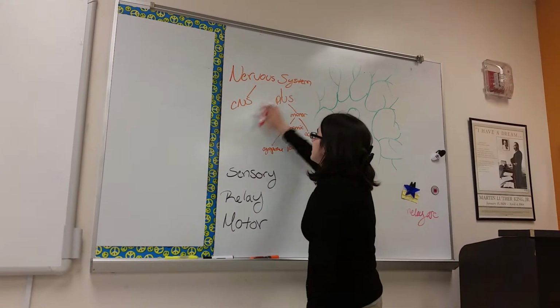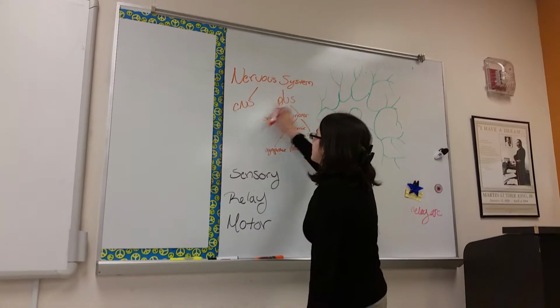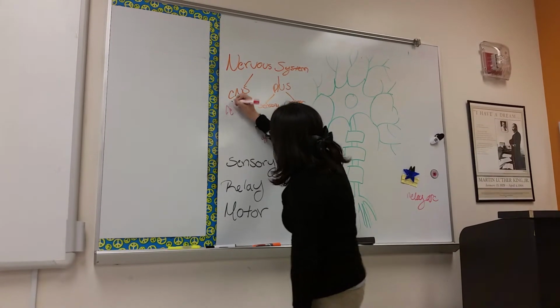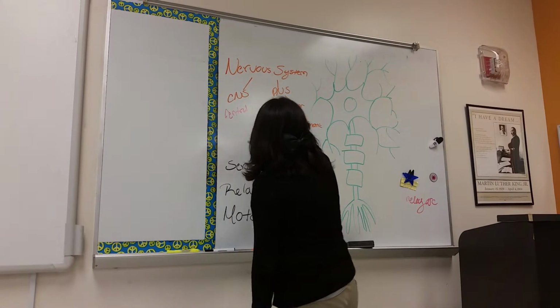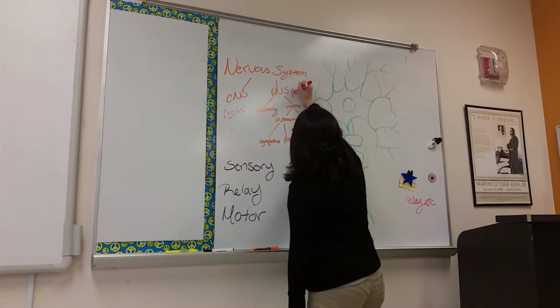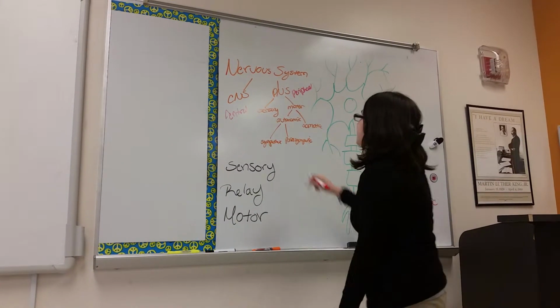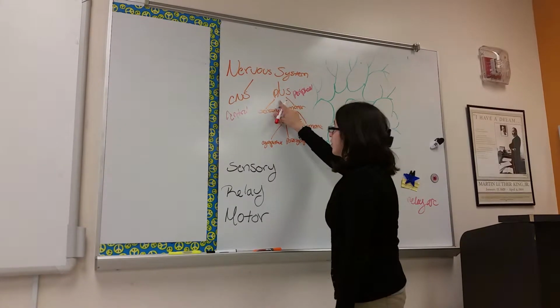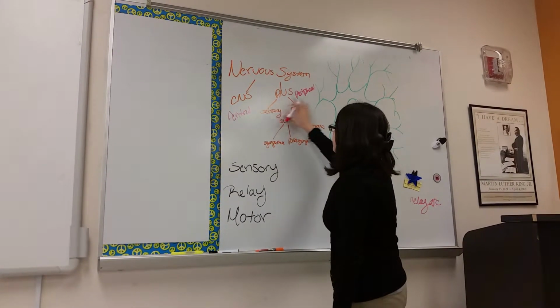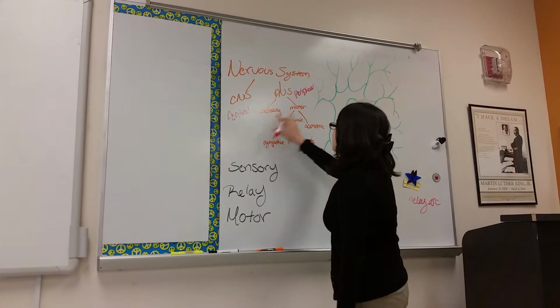The nervous system is split into two sections, which are the central nervous system and the peripheral nervous system. The peripheral nervous system is made up of nerves, which tend to split up into two major categories, the sensory and the motor.